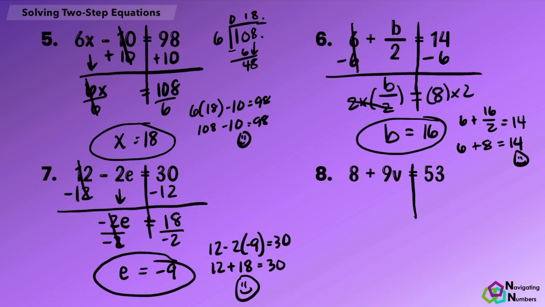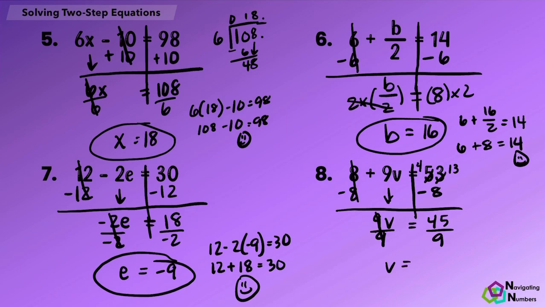Number 8, we have 8 plus 9 times v. So we have a positive 8, and then we have multiplication. Let's go ahead and undo that positive 8. Subtract 8 from both sides. We're left with 9 times v equals, let's see, we have 3 minus 8. Can't do that. Borrow from the 5. So we have 13 minus 8, which is 5. Bring down the 4. So divide both sides by 9. And we're left with v equals 5.